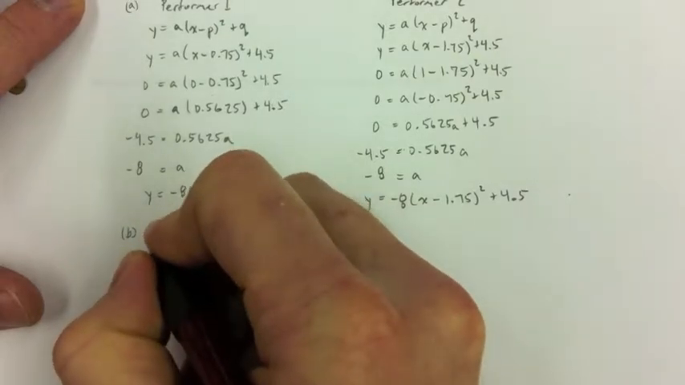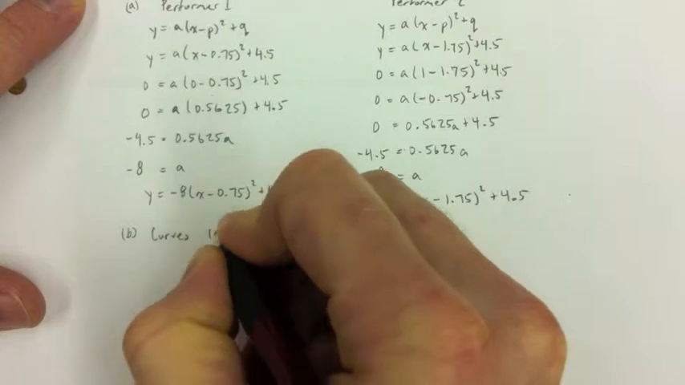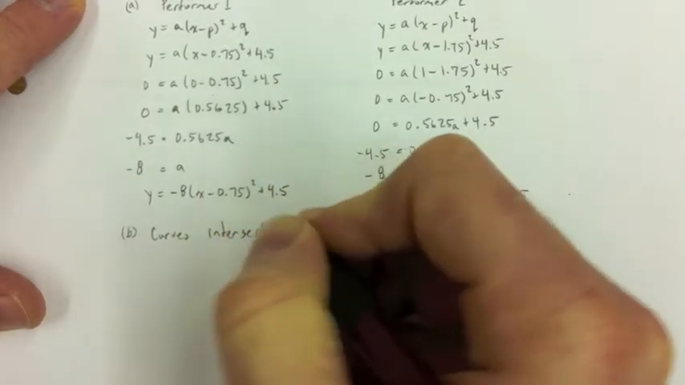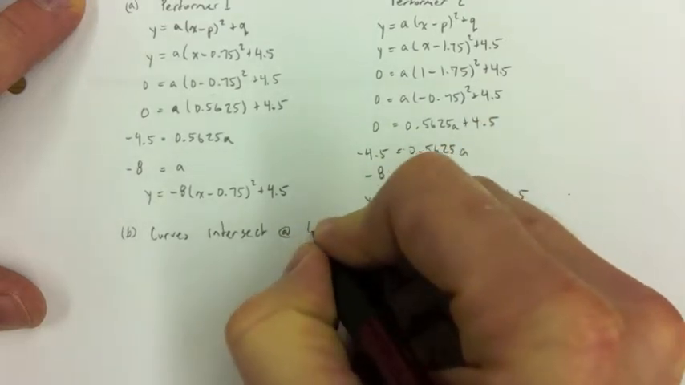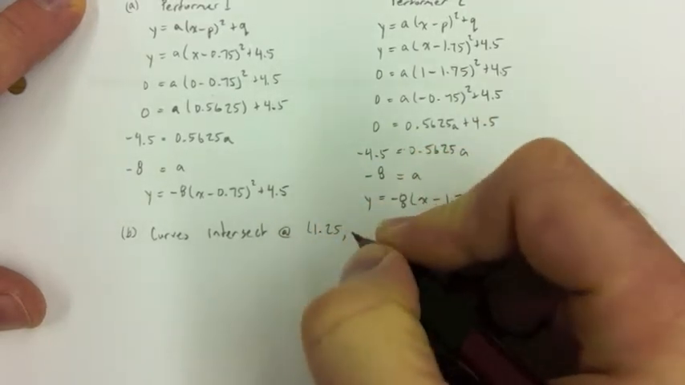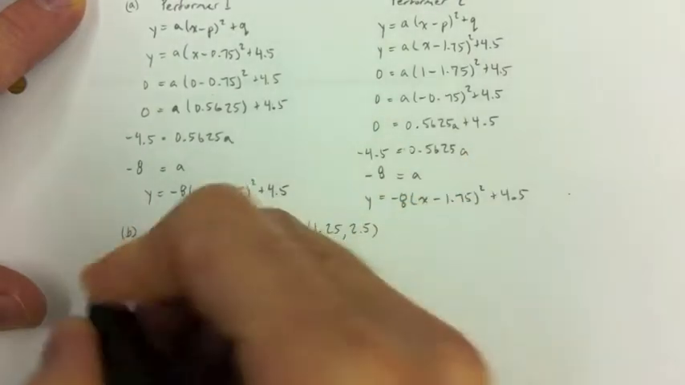So we found that the curves intersect at 1.25 and 2.5.